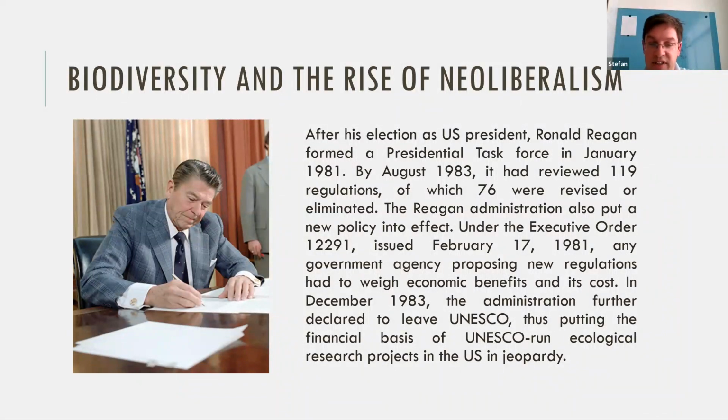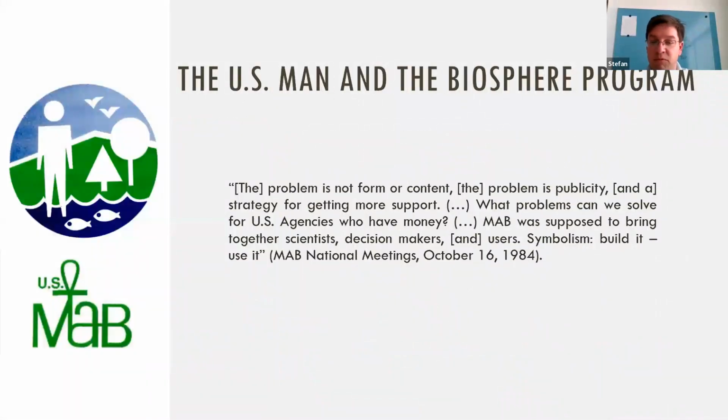And the Ronald Reagan administration decided at the end of 1983 to actually leave UNESCO, which means that all UNESCO-funded organizations or programs in the United States would no longer have funding. Initially, the American money for UNESCO came from the State Department. It went to Paris and was reallocated to UNESCO programs in the United States. And with news that the United States would leave UNESCO, these programs had no funding anymore.